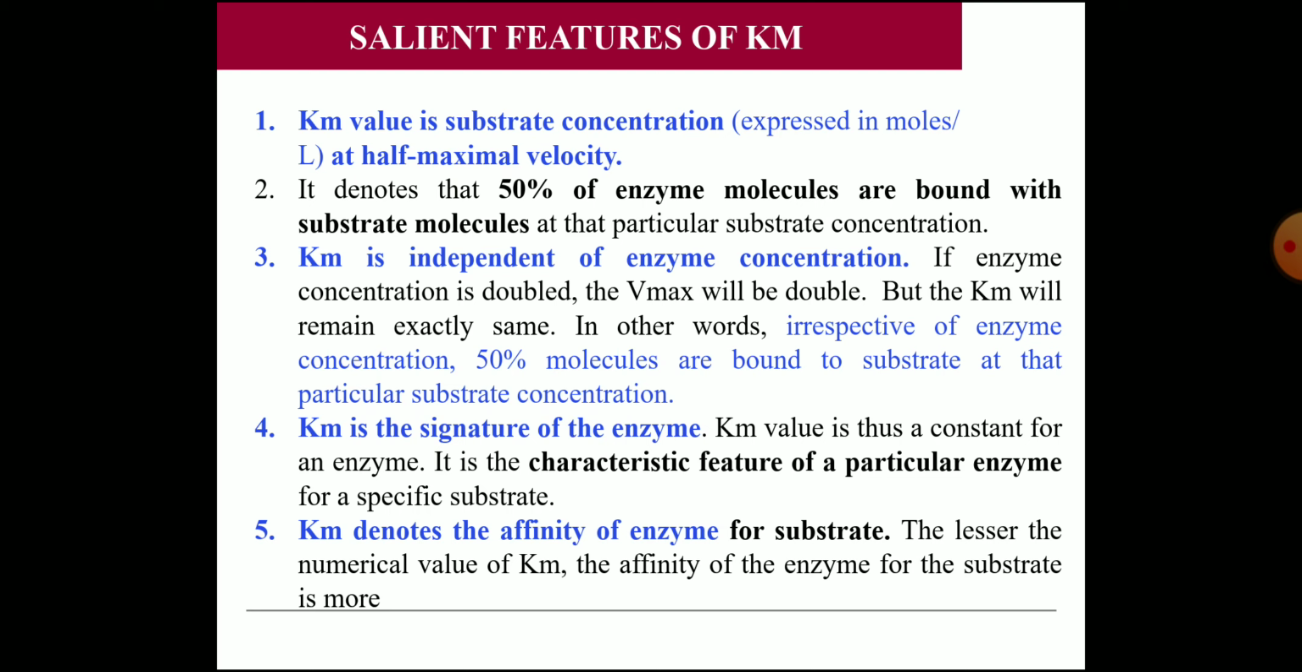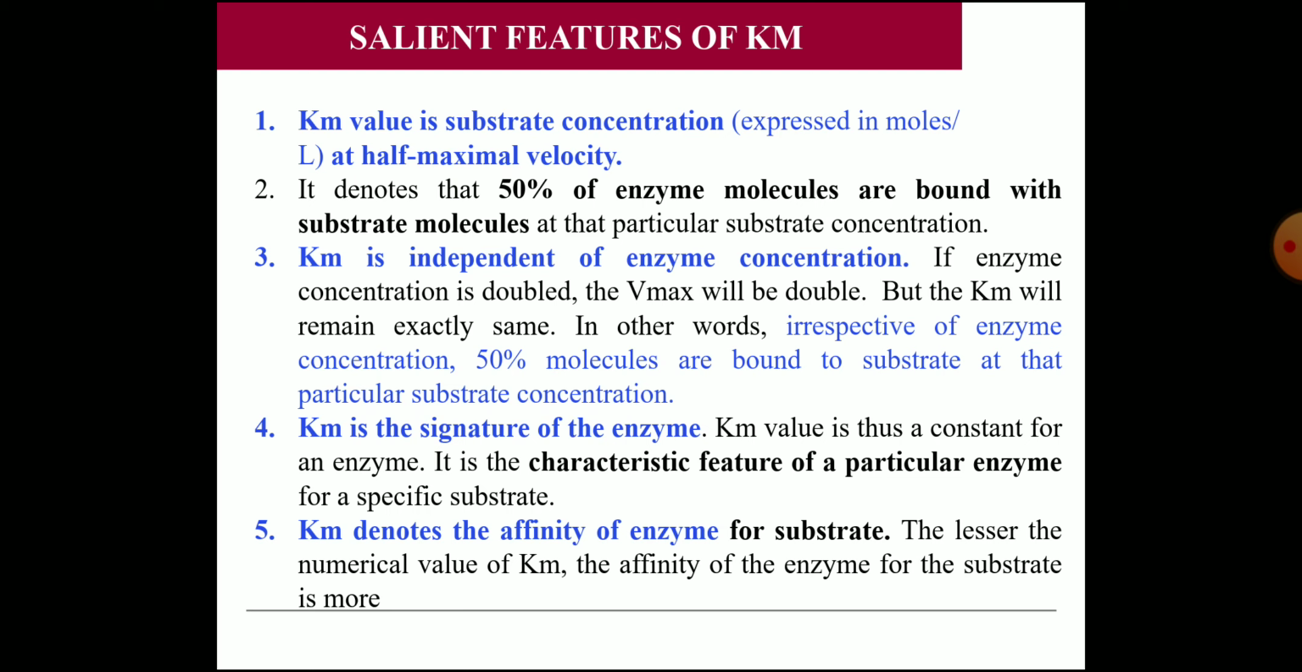You know what is the importance of a signature for a human? Each individual can be identified by this signature, isn't it? It's unique for any person. So similarly, for the enzyme, Km is the signature of the enzyme. Each enzyme has a Km separately. Km value is thus constant for an enzyme. It is the characteristic feature of a particular enzyme for a specific substrate. That is also important. For a specific substrate, there will be a specific Km for each enzyme.